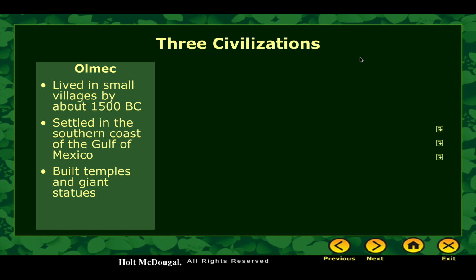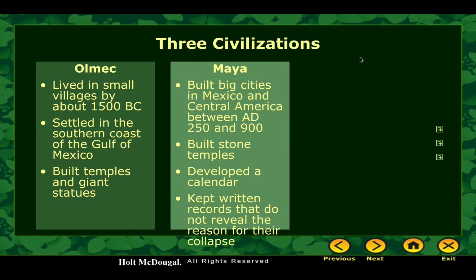All right, so the Olmec lived in small villages around 1500 BC. They settled in the southern coast, and they built temples and giant statues. The Mayan built big cities in Mexico, and they were more centrally located between 250 and 900 AD. They built stone temples. They are the ones who developed a calendar, the Mayan calendar. You might have heard of that before. And they kept written records that don't really tell us why their entire civilization collapsed and disappeared.